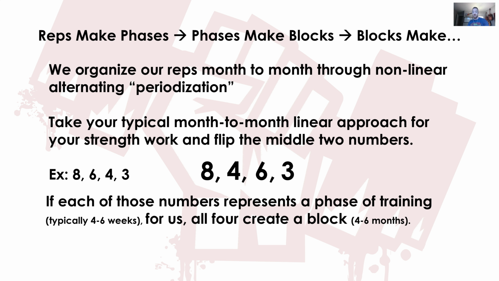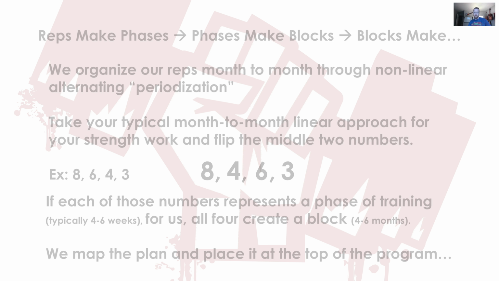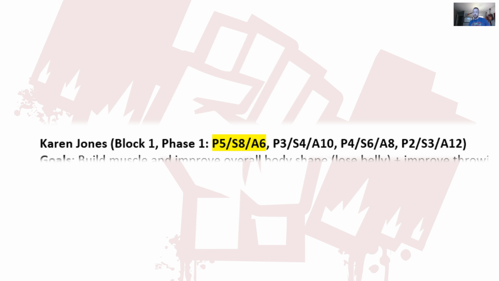So again, that would just be the example of, say that this was strength. We did 8s for a month, 4s for a month, 6s for a month, 3s for a month, okay? We map the plan, we place it at the top of the program, and that was this that you saw to kick off this whole thing. So we're going to go, say strength was the exact example we just used. So strength went from 8s, the one that's highlighted, the S8. The next program, we're going to go S4. The third program, we're going to go S6. Fourth program, S3.